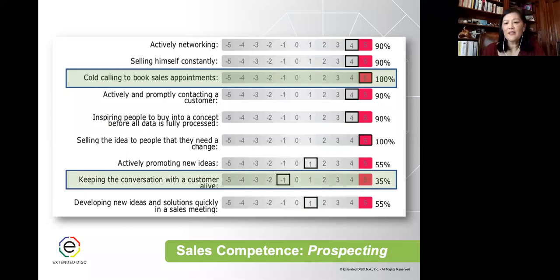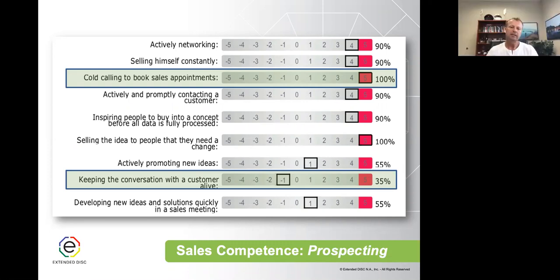And then on the flip side, not all the way to the other extreme, this person has a behavioral competence that scores in the negative: keeping the conversation with a customer alive. So that's a 35% match, obviously a lot lower. How does that get interpreted? It simply means that this kind of behavior would take more effort for this person, concentration, energy, and effort.